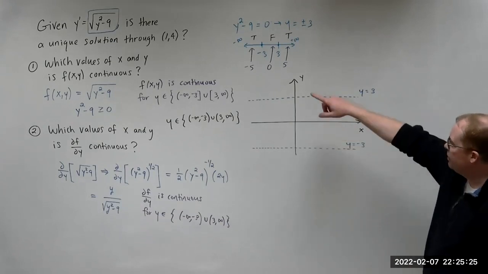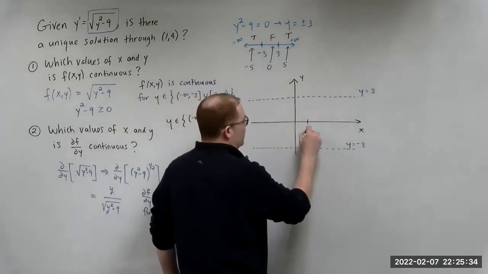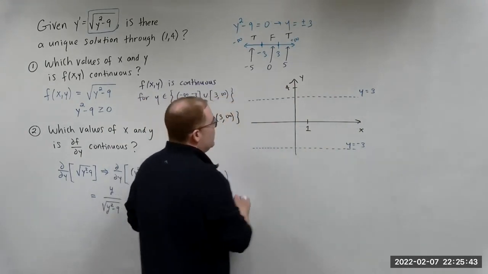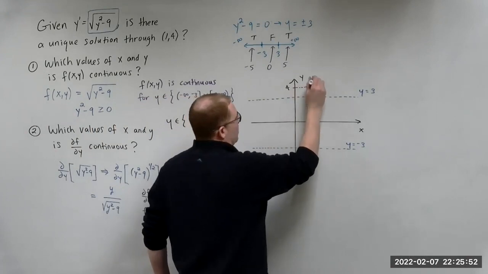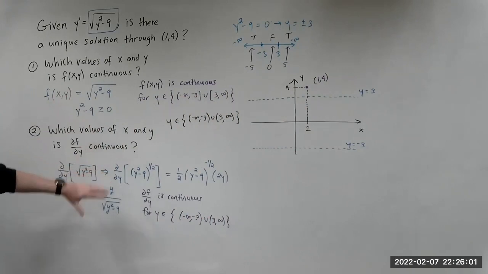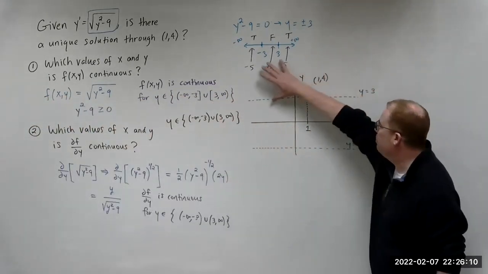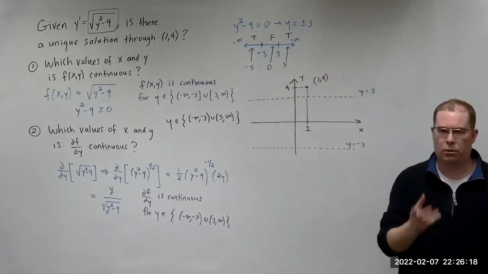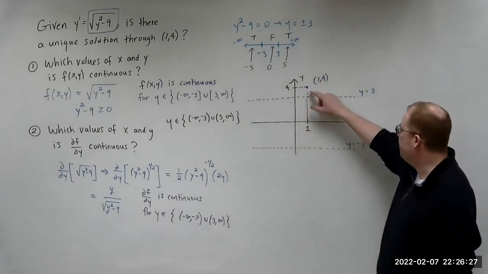And then looking at this now, let's go back to the original problem. We have the point 1, 4. So let's just go ahead and map that point. 1, 4, let's say it's out here somewhere. And then 4 will be above y equals 3. So let's put it somewhere here. Okay, so there is 1, 4. Based on our work here, we can see that there will be a unique solution for this differential equation, and it will be within this region. So the solution will come through here, and it will be the only solution for this differential equation. So the answer is yes, there is a unique solution going to this point, and it happens to be in this upper region.